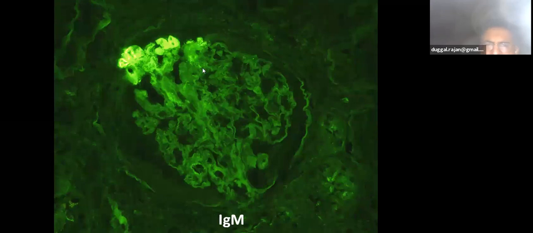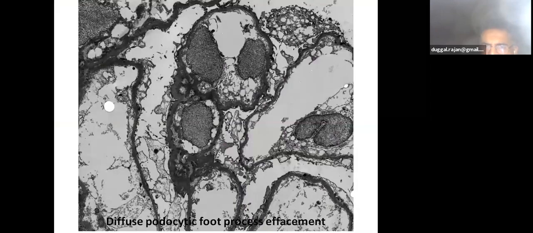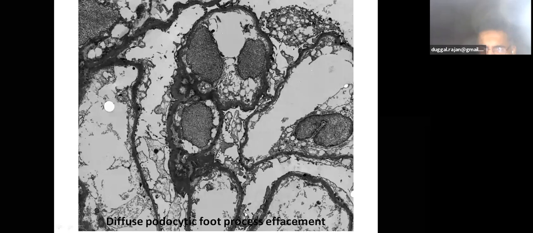Immunofluorescence shows IgM, which is like this. The rest of the immunoglobulins and complement were negative. This is an electron microscopy. I've already written what it is showing, but you need to concentrate. There are hardly any foot processes. So there is a foot process effacement which is there.